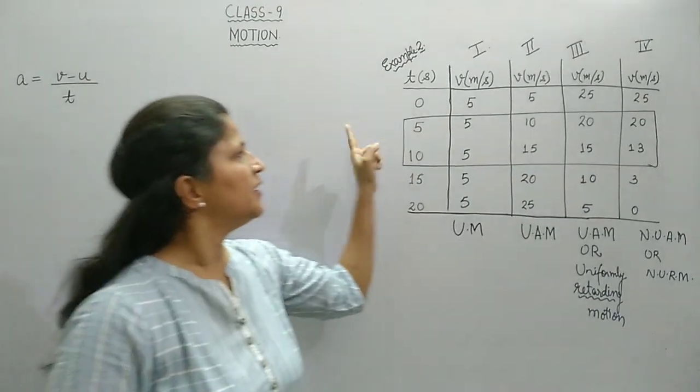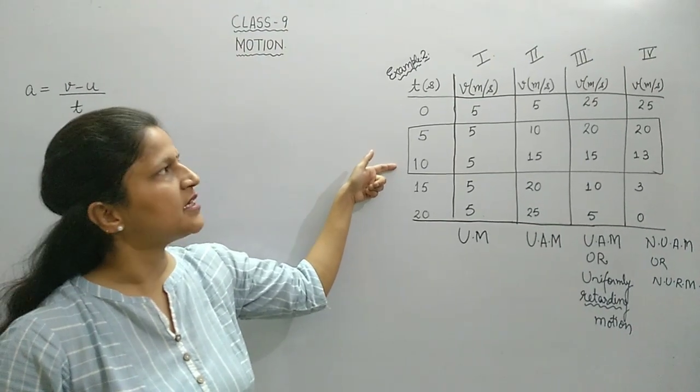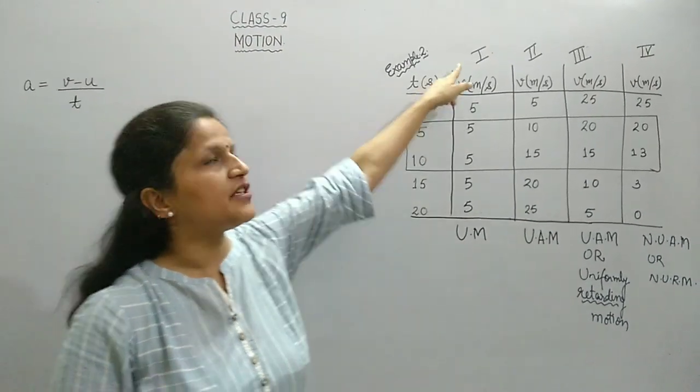Let us see how to use the formula of acceleration in the examples that we have discussed before. Suppose I am considering the time interval between 5 seconds to 10 seconds. Let us find out the acceleration for the first object.